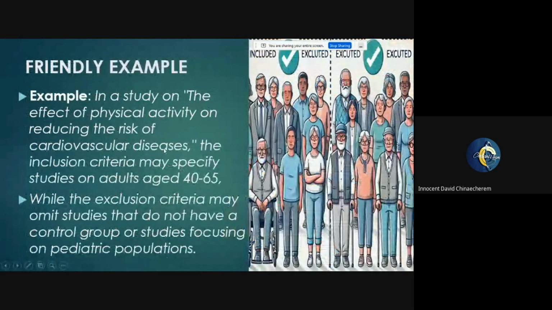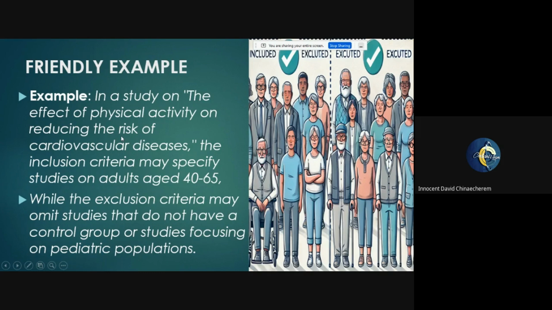So here's a friendly example, very nice image here. Let's say in a study on maybe the effect of physical activity on reducing the risk of cardiovascular diseases. Now, the inclusion criteria may be specific, or they may specify studies on adults aged 40 to 65. Here, we're not just looking at all the population, we are only targeting adults that are aged 40 to 65, right?